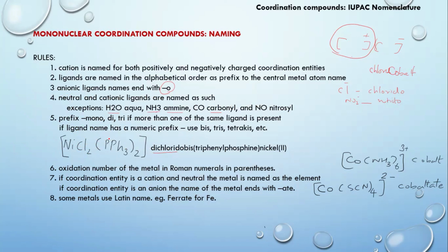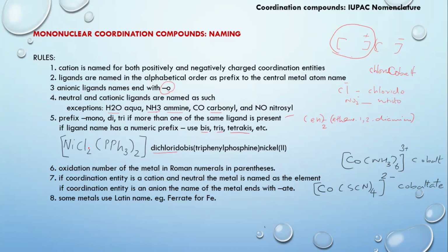And if the ligand name has a numeric part, for example, here en, ethylene diamine or ethane-1,2-diamine, here a di part is there in the molecule's name. In such cases, if it is en twice, we are not using di. We are using terms like bis, tris, tetrakis, etc.